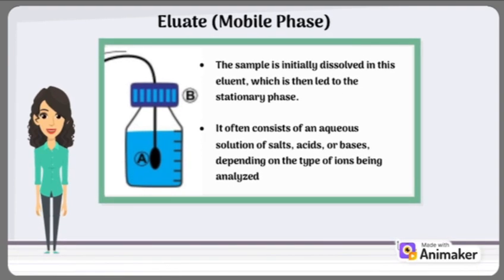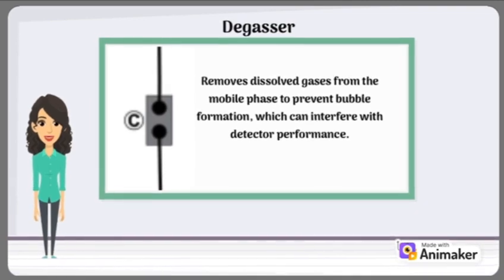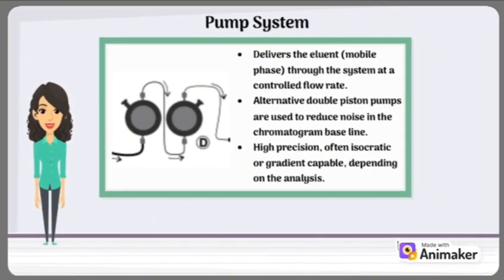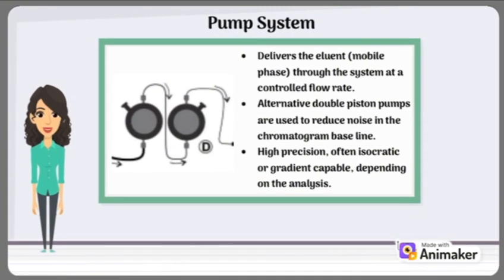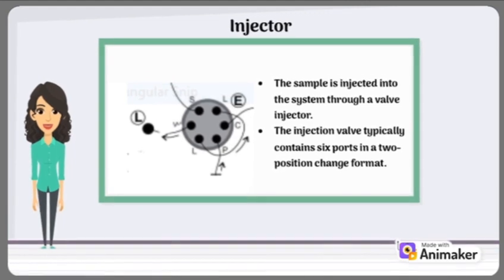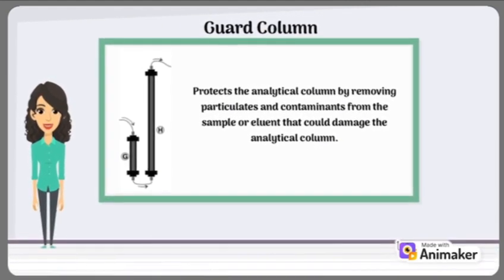Eluent supplies the chemical solution required for separating ions. Degasser will remove dissolved gases from the eluent to prevent bubble formation. Pump will deliver the eluent through the system at a controlled flow rate. Sample is injected into the system through a valve injector. Guard column will protect the analytical column by removing particulates and contaminants.